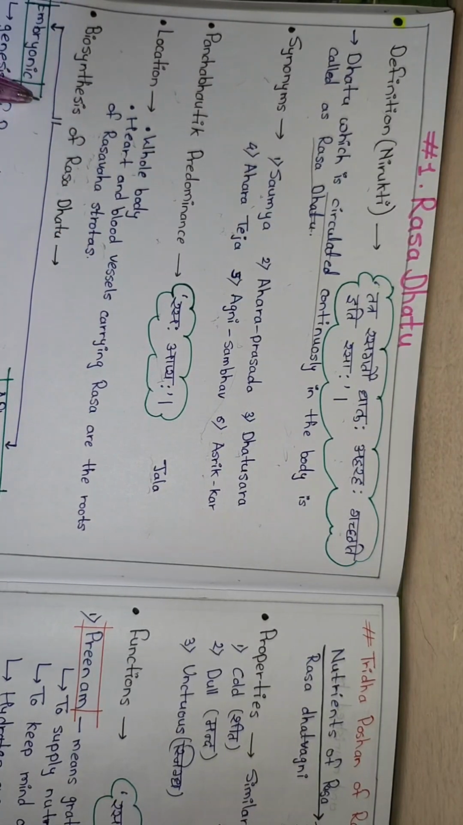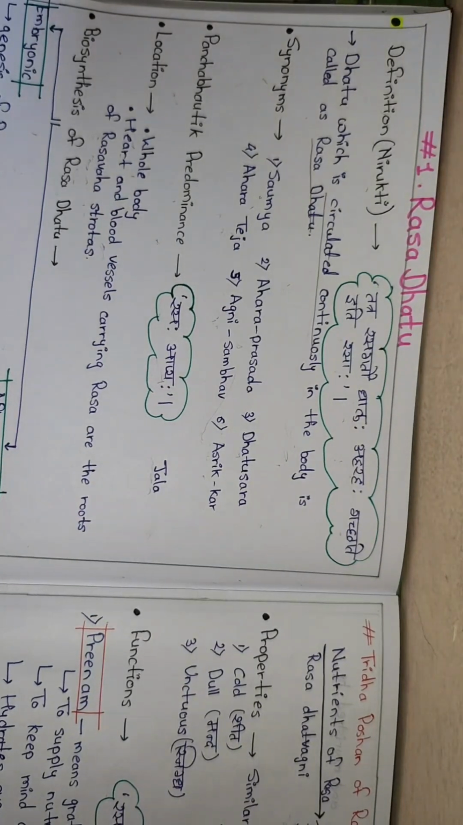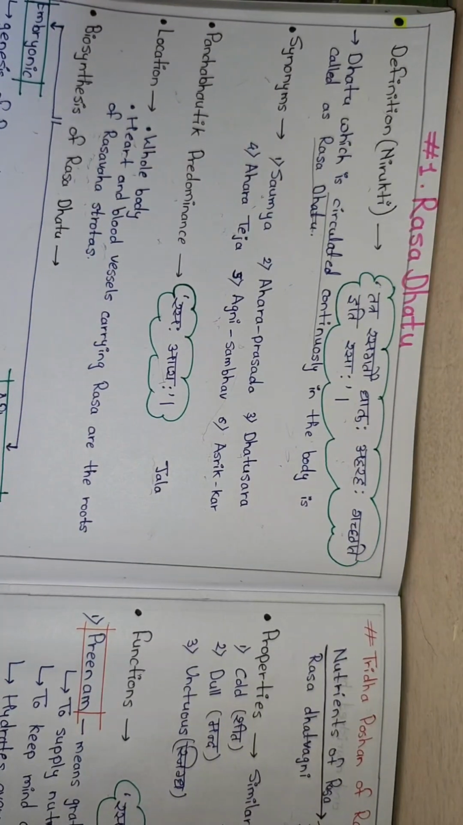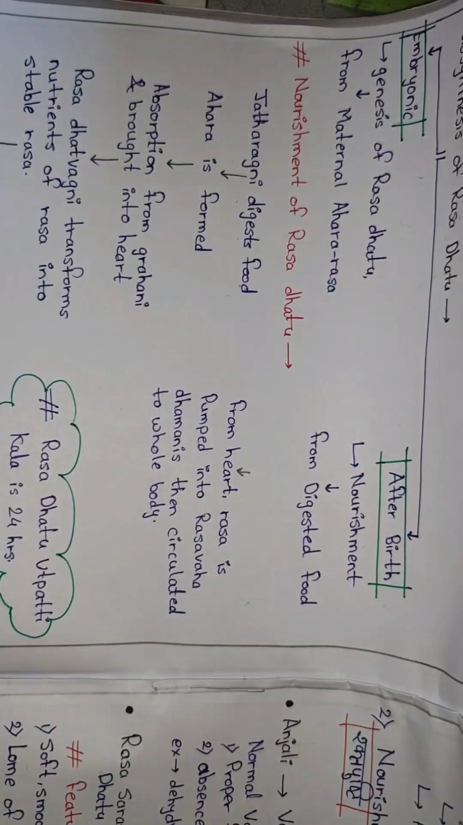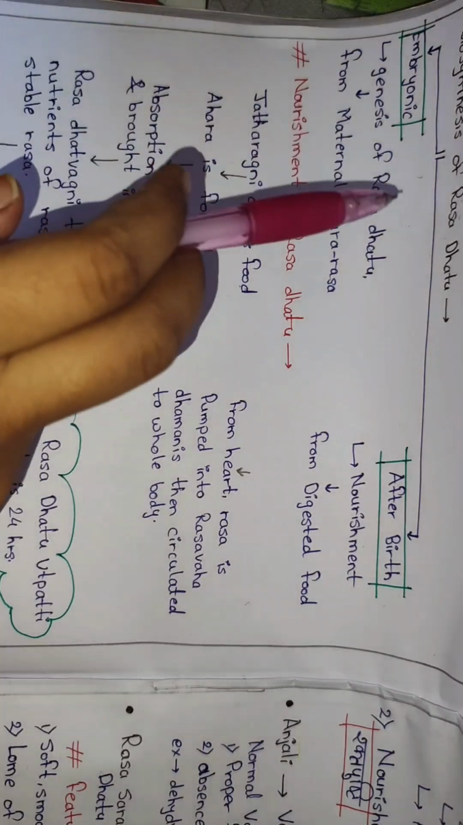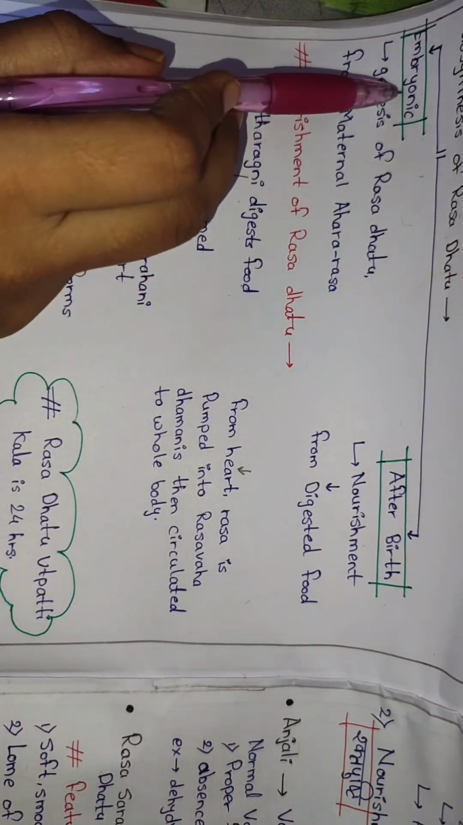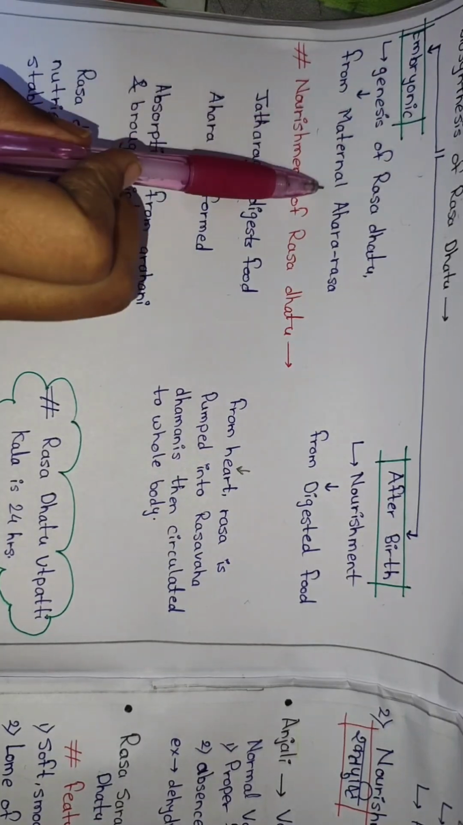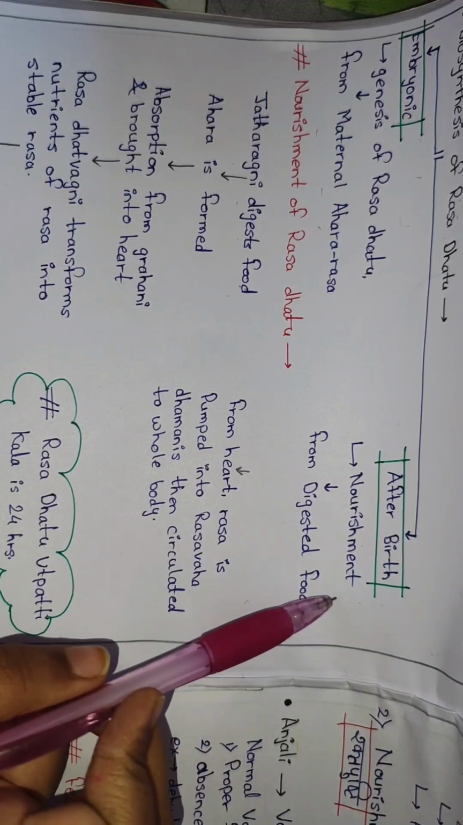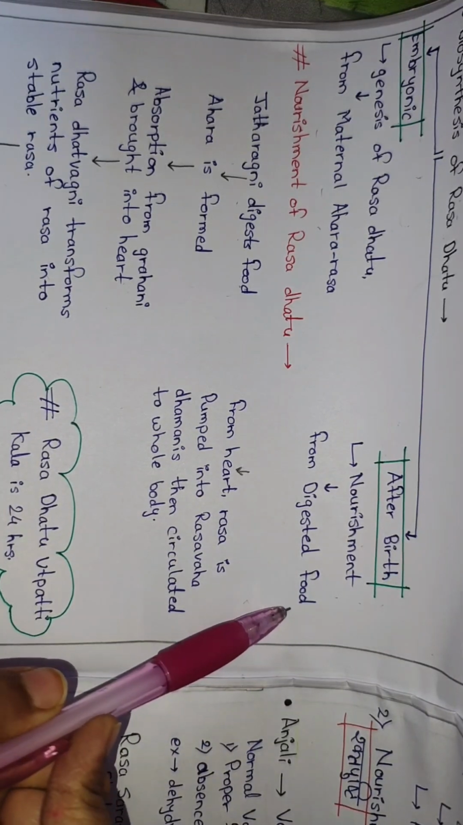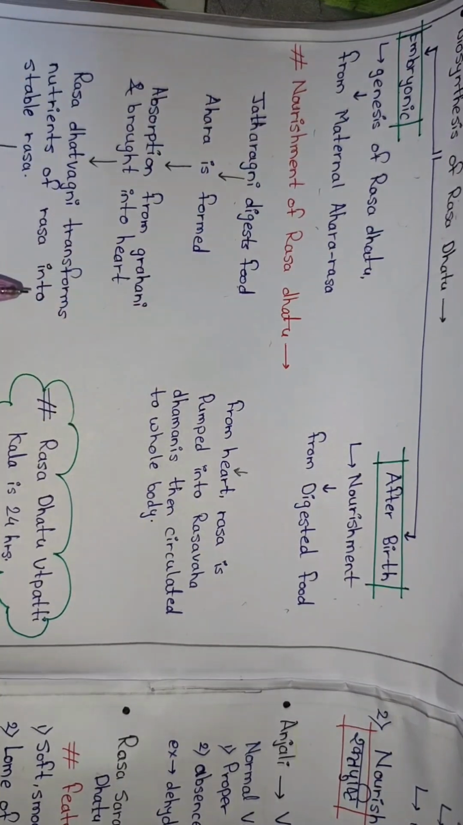Now comes the biosynthesis of rasa dhatu. In this, you will see that it is a very important point. And in this biosynthesis, we'll see the genesis of rasa dhatu. It means the actual formation of rasa dhatu, which takes place during the embryonic stage from the maternal aharas. And after birth, what rasa dhatu gets is the nourishment, that is from our digested food. So we'll see the nourishment of rasa dhatu stepwise.